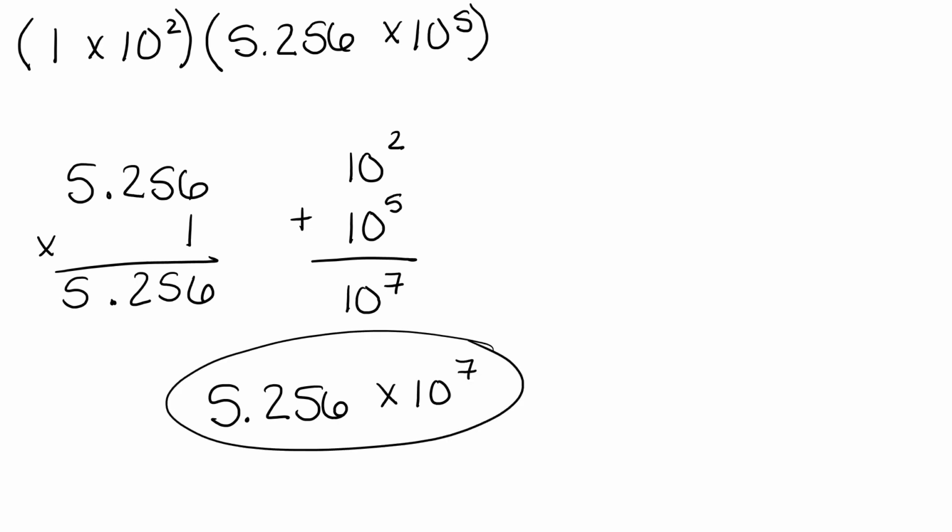Because the decimal point is behind the first number, we do not have to move it to find our final answer. It stays 5.256 times 10 to the 7th.